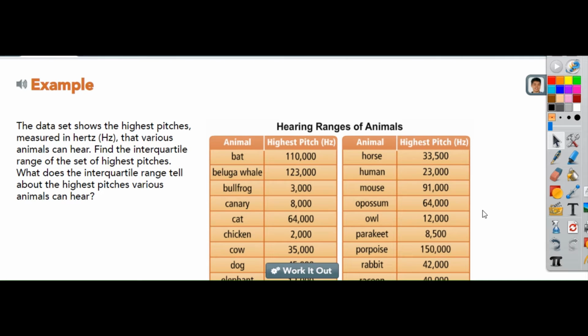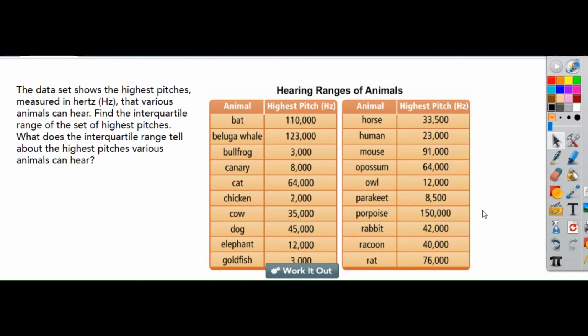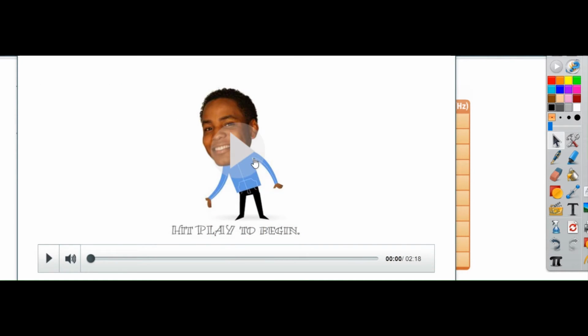Alright, so this is another question. The data set shows the highest pitch, measured in hertz, that various animals can hear. Find the interquartile range of the set of the highest pitch. What does the interquartile range tell about the highest pitch various animals can hear? Alright, so the first thing we have to do is find quartile 3 and quartile 1. We have to put our data set in order, find the middle value, find the middle of the upper half, find the middle of the lower half, and then we can find the interquartile range.